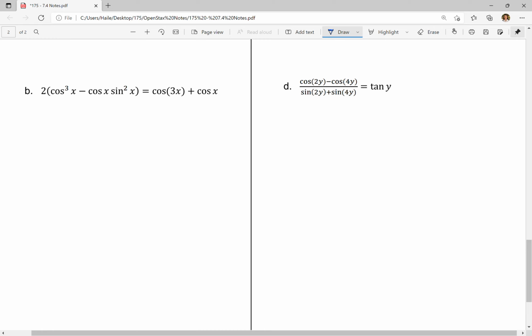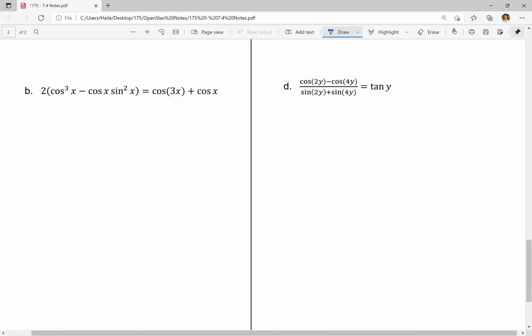So our first identity we're going to prove is 2 times cosine cubed of x minus cosine x sine squared of x is equal to cosine of 3x plus cosine of x. So remember, when we prove identities, we always want to start with the more complicated side. But it turns out when you're doing these sum to product and product to sum formulas, sometimes it's easier to start with the side that maybe doesn't look more complicated, but is easier to expand out.